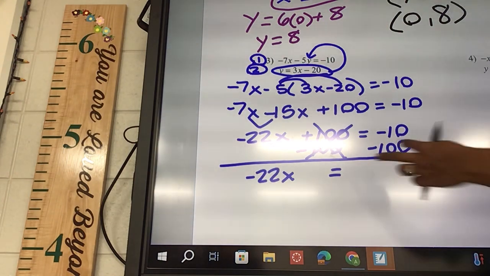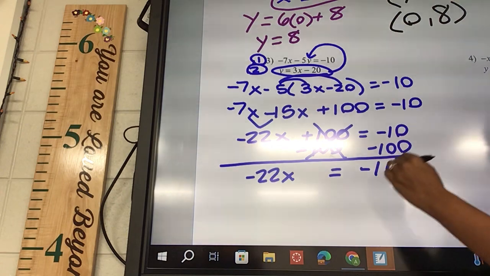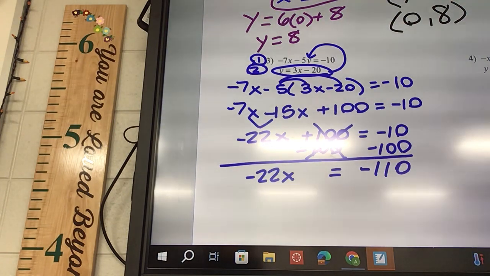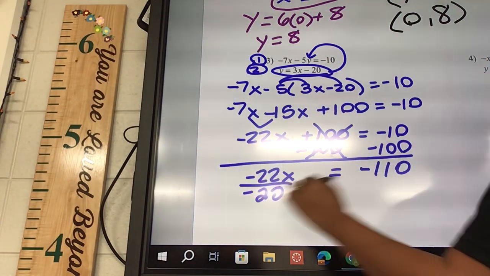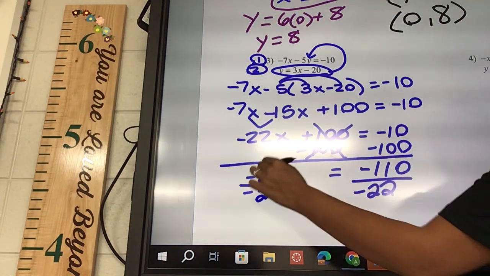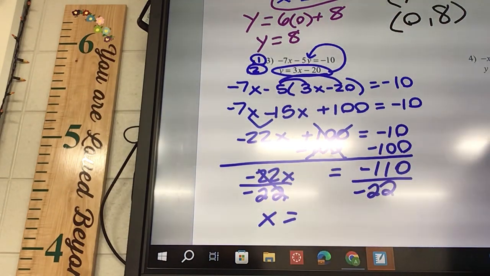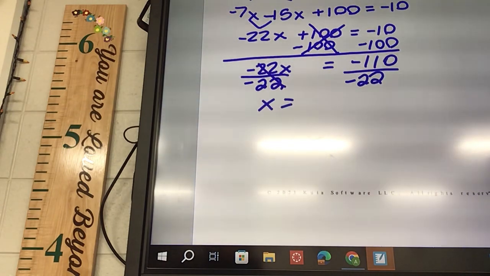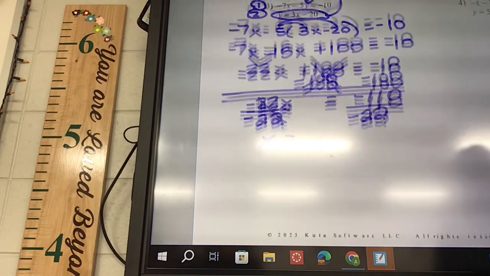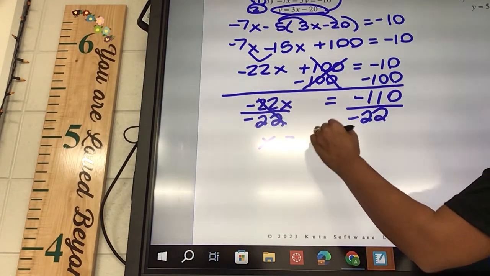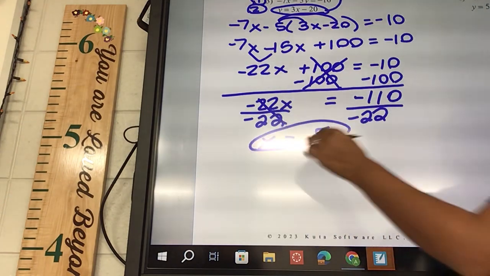We're going to subtract that 100 from both sides, so you're going to get negative 110. Then we need to do what? We're going to divide by negative 22. What is negative 110 divided by negative 22? You said 5? Now we've solved our x.